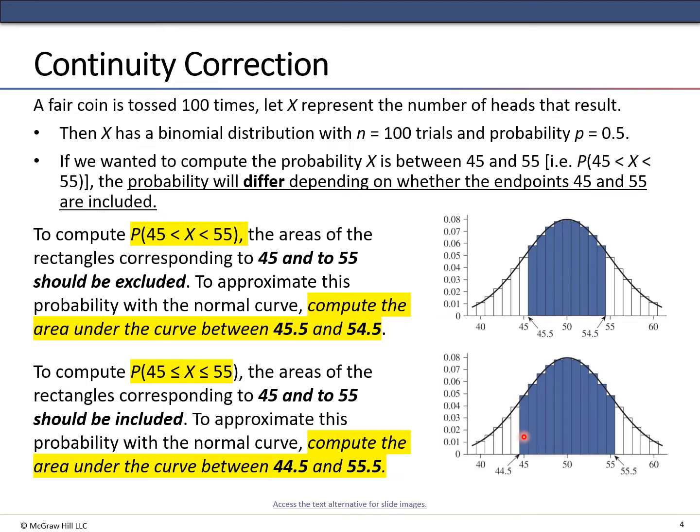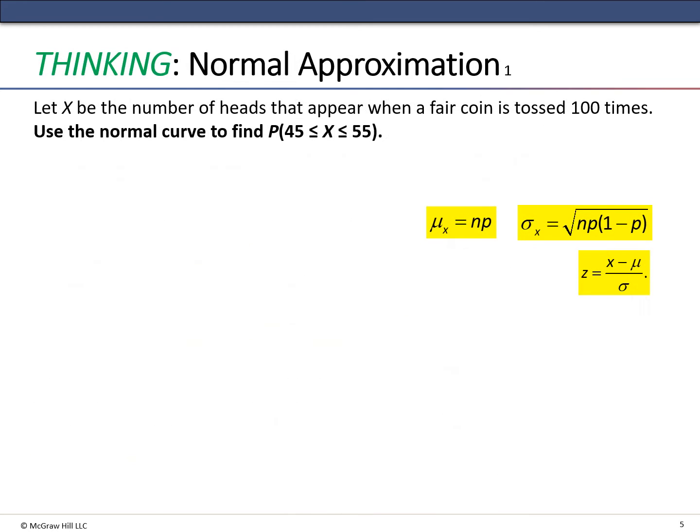So this is that continuity correction when we're looking at discrete versus continuous, so to make sure that we have a more accurate computation of the probability, whether we're including those endpoints or we're not including them. So let's look at an example here. If you think you can do this, go ahead and try this.